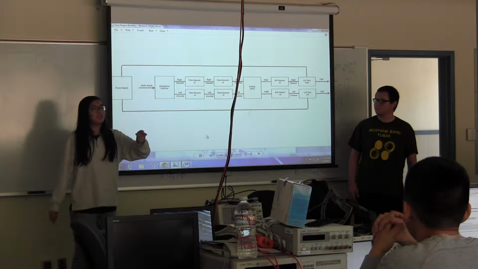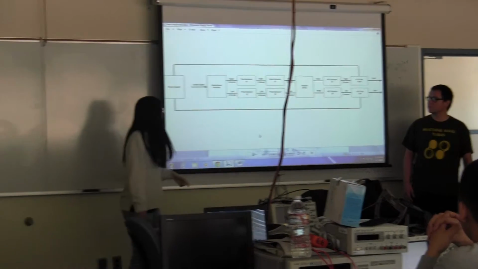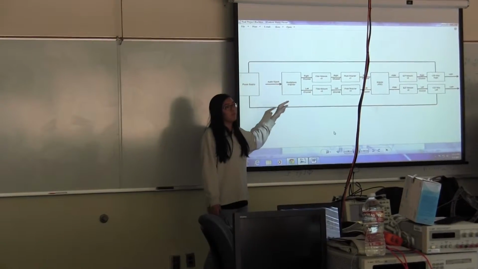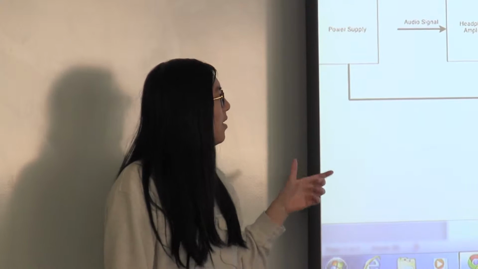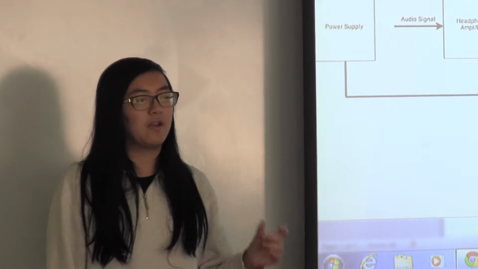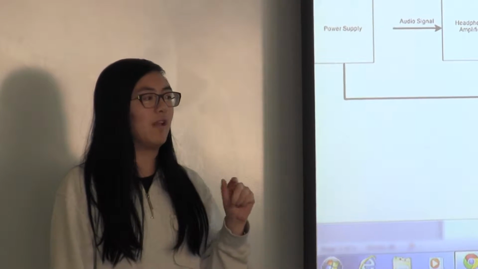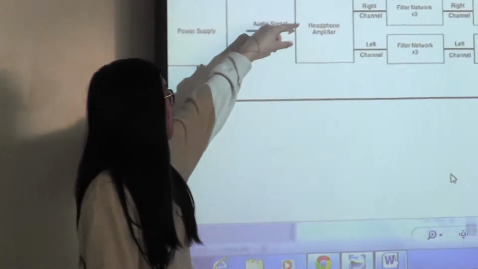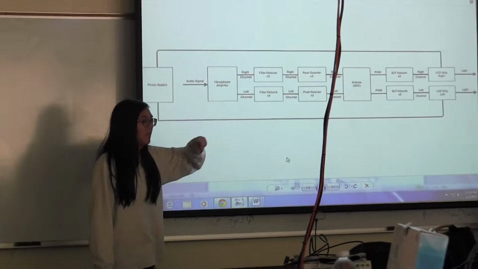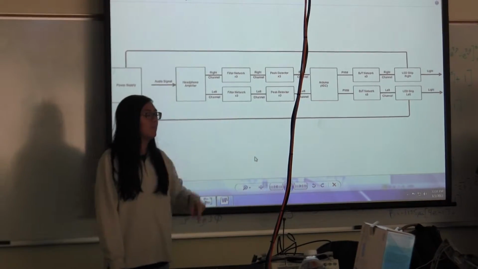Right now we have an iPod that goes into an amplifier, because the iPod audio signal is in the millivolt range, and we needed it to get up to about 3 volts, because on our Arduino we have a 3.3 volt reference. And then we had it separated into a right and left channel, which you can see on the diagram.